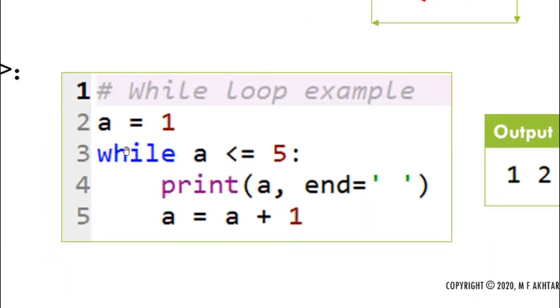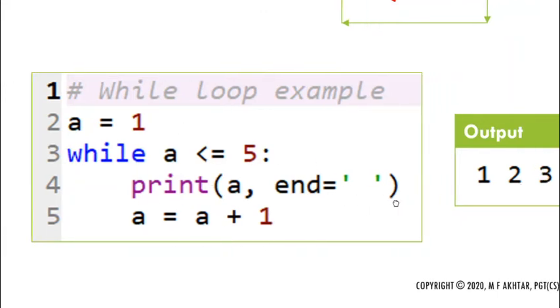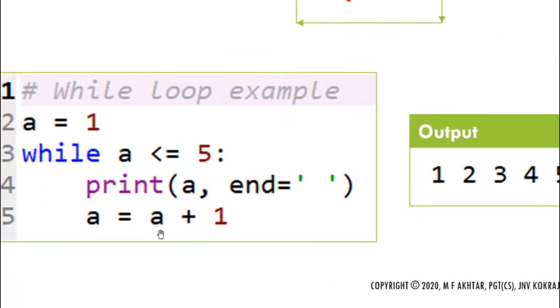Okay, how? Because the first value of a is 1, it will display 1 and increase a by 1, then it will repeat the statement. Now next time a will become 2 and it checks again whether a is less than equals to 5. Yes, it is true, 2 is less than 5, then it will display 2, and likewise it displays 2, 3, 4, and when it becomes 5, it checks again whether a is less than equals to 5. Here it is not less than 5, but it is equal to 5, because two conditions are given here, less than and equals to.